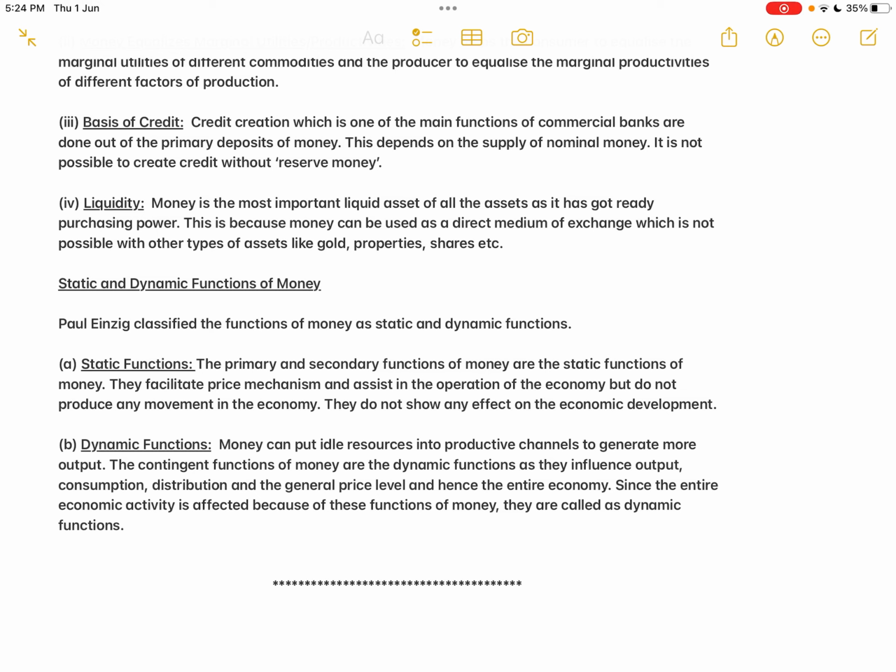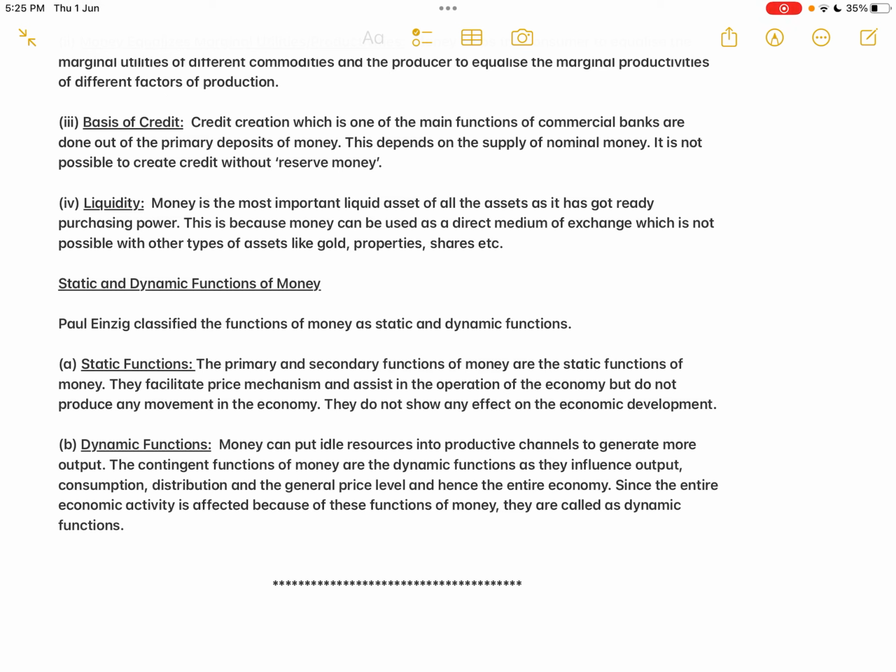The second one, the dynamic functions. Money can put idle resources into productive channels to generate more output. The contingent functions of money, or the dynamic functions, influence output, consumption, distribution and the general price level, and hence the entire economy. See, the factors of production, if they receive the reward, then only they will become productive, isn't it? Otherwise there will not be any contribution from the factors of production. So all these are the dynamic functions of money.